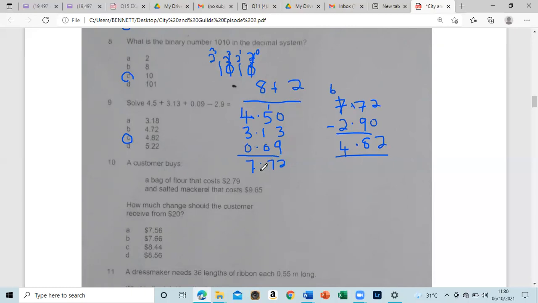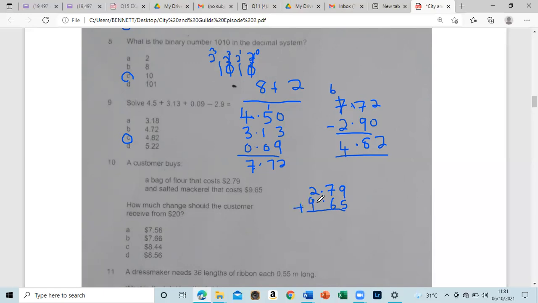Guys, what you notice about City and Guilds? It makes sense, don't it? All right, so let's go. So it's a bag of flour, so that's $2.79. So we have to add $2.79. Remember, decimal point must be under decimal point. That is a trick to decimals. A lot of students at the CSEC level struggle with this. Don't understand why, but they do.